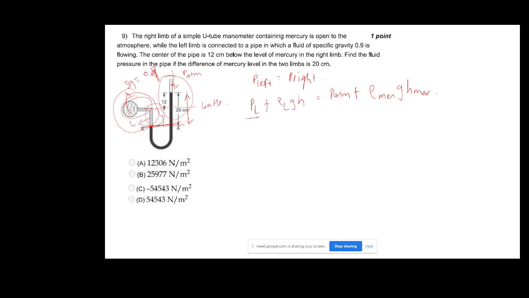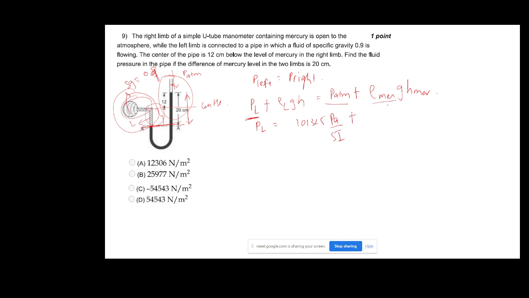Now you need to find out this pressure P L, which is nothing but atmospheric pressure, 101,325 Pascal. You always keep the units in SI so that it is easier to calculate and there is no confusion, because you cannot add or subtract the terms which are having different units. So let's say this is in Pascal. Pascal is an SI unit, so try to keep everything in SI.